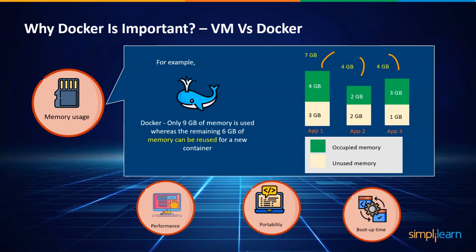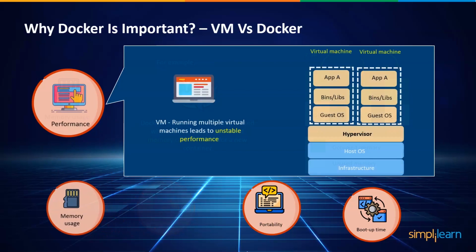This ensures that you always go for optimal utilization of your resources, and there is no unnecessary wastage of the different resources or components. So that's the reason why Docker containers are quite efficient in terms of memory when we compare them with the virtual machine. Next one is the performance.